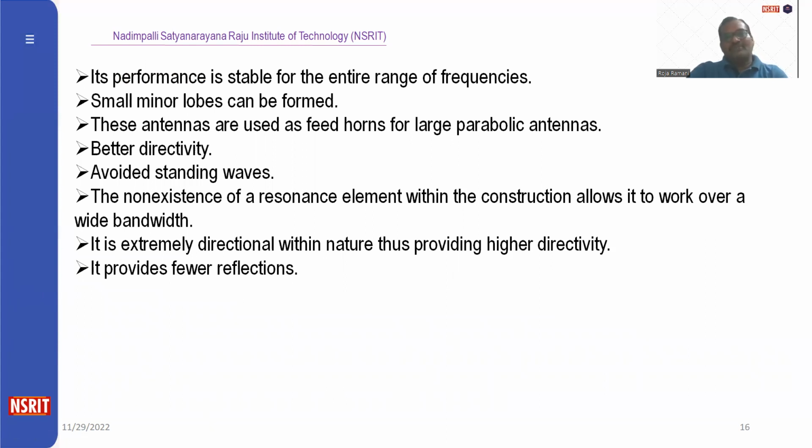Small minor lobes can be formed. These antennas are used as feed horns for large parabolic antennas. Better directivity, avoids standing waves. Non-existence of resonant elements within the construction allows it to work over a wide bandwidth. It is extremely directional in nature, thus providing high directivity. It provides very few reflections.